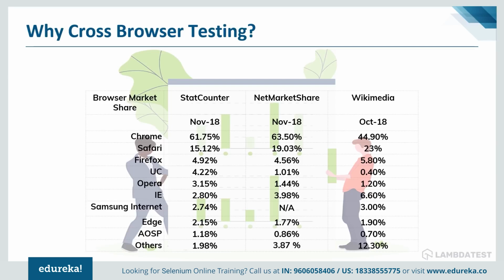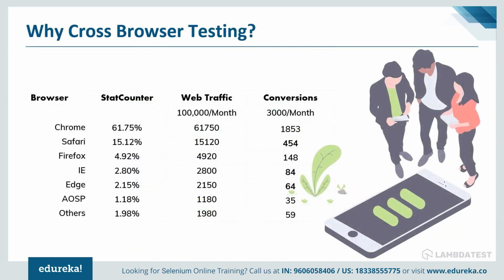So now let's have a look at the data related to the traffic that you get on these browsers. Let's say you get web traffic of around 100,000 people a month. Considering 15% of the people use Safari, then only 454 people will be paying customers for you in this month. Now if you sum up Safari, Edge, and Internet Explorer, then the total number of people that will be paying for you will be 454 plus 84 plus 64.